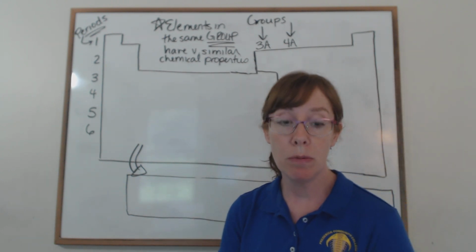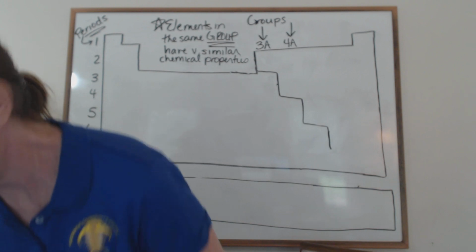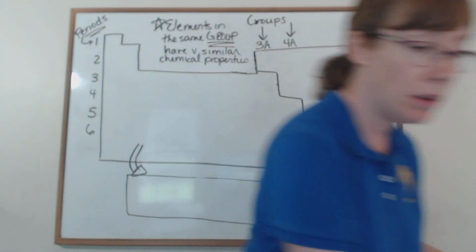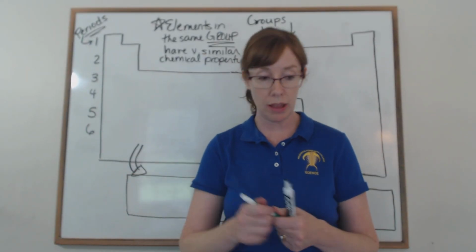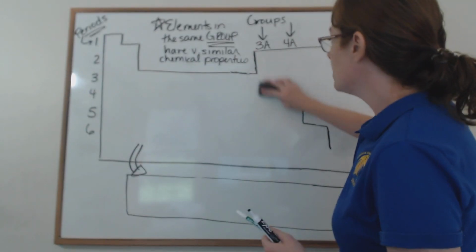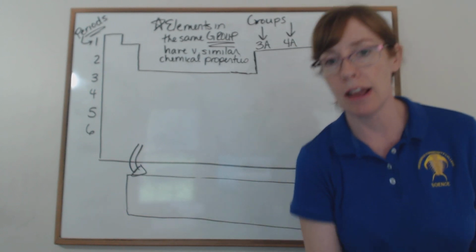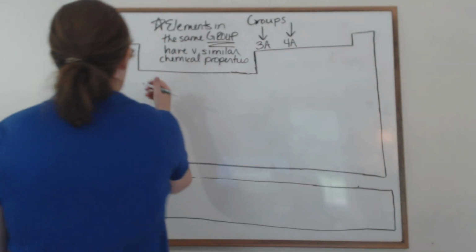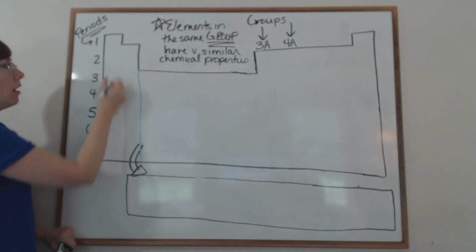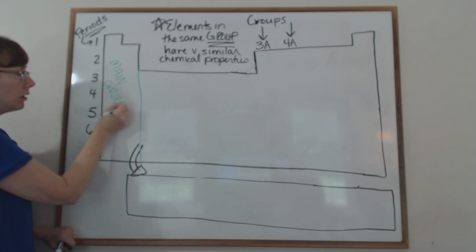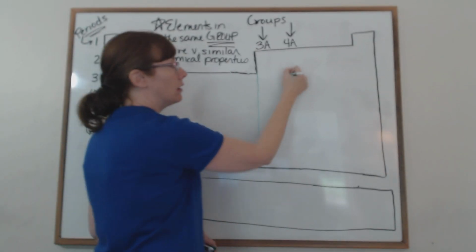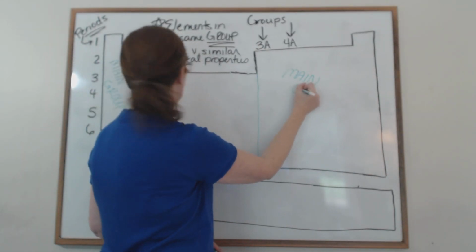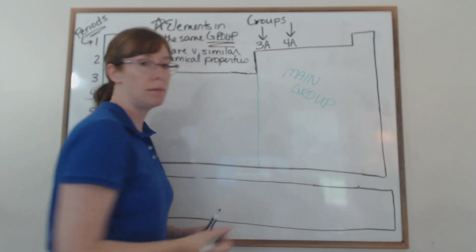Now, main group versus transition elements. This is an important thing. It's mentioned in chapter 2, but I want you to make sure that you learn it. The main group versus transition elements actually does not have to do with the zigzag line, so I'm going to get rid of the zigzag line. Main group elements are the first 2 columns on the periodic table and the last 6. These are your main group elements.